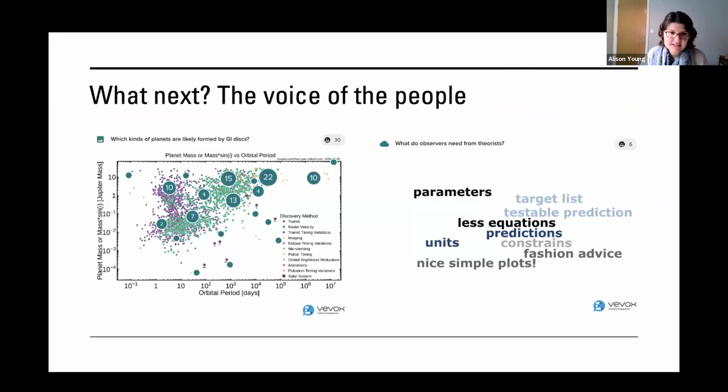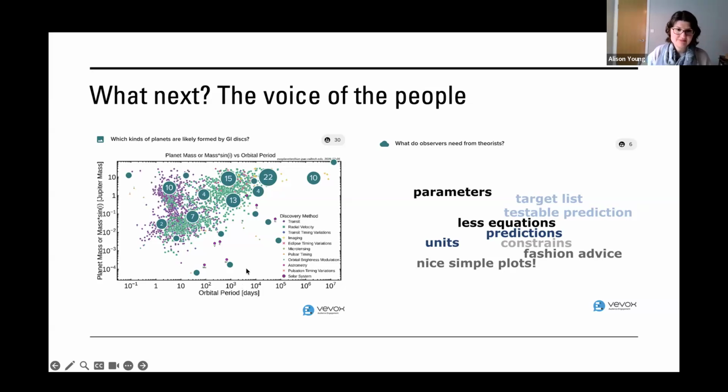So back in February in the UK, we had a special discussion meeting at RAS on gravitational instability in disks. So I asked the audience what kind of planets they thought were formed by GI disks. And it was interesting to see lots of people voted for, they could have more than one vote, by the way. We didn't have hundreds of people there. Lots of people thought that they could form smaller planets on shorter orbits as well.